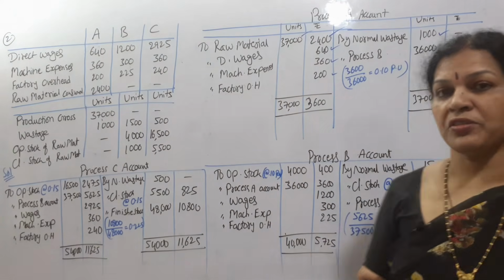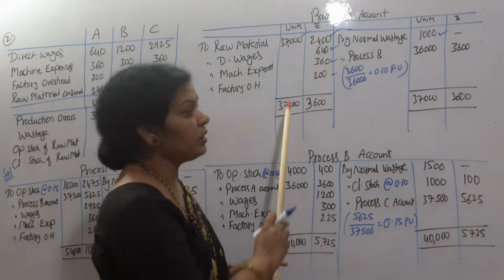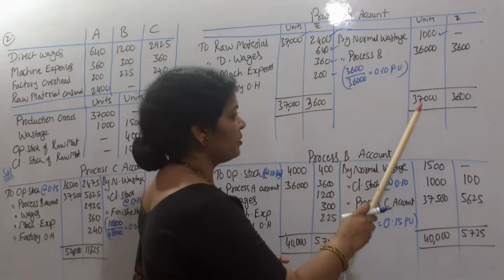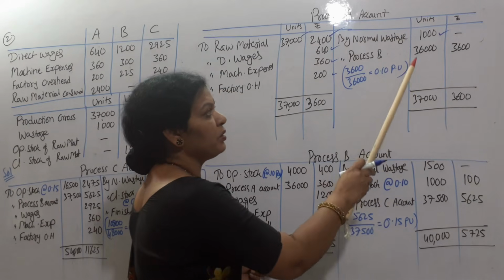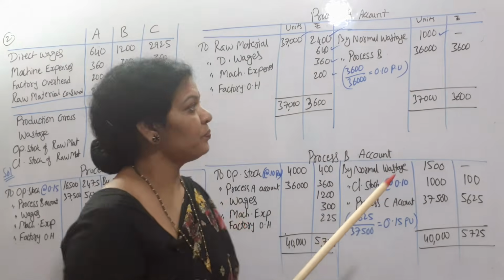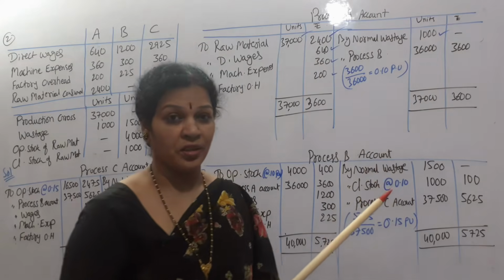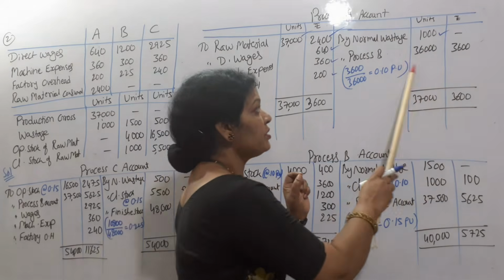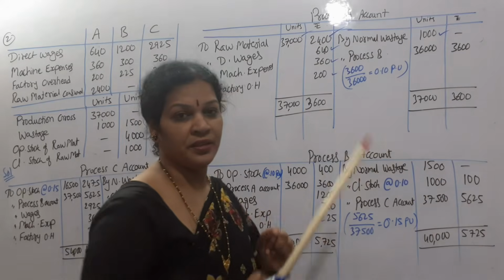To close the process A account, we have totaled everything. This is 37,000 as it is, and this total is 3,600. 37,000 minus 1,000 is 36,000. And 3,600, nothing is there, so this is 3,600 only. Here you be careful. This is the balancing figure transferring to process B.